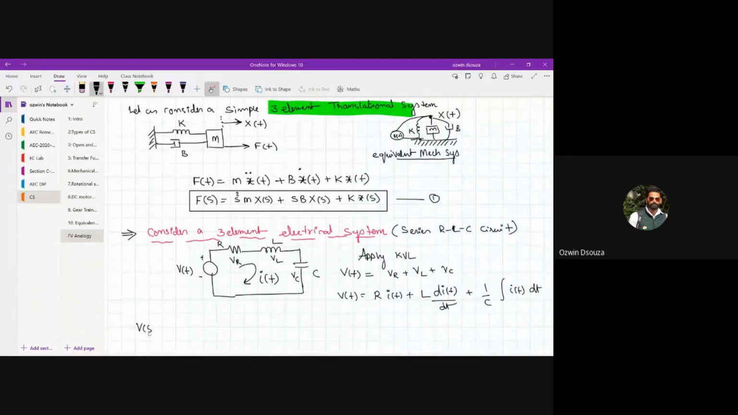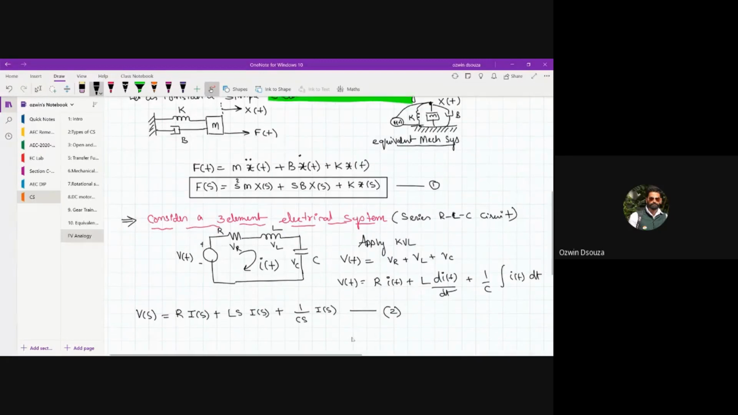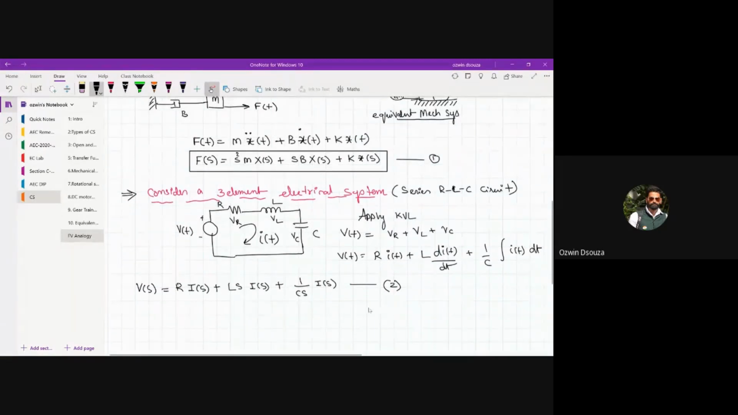We will convert it into the Laplace domain. So V of t is V of s, R into I of s, plus Ls into I of s, plus 1 by Cs into I of s. Okay, so this is your equation 2. Now compare equation 1 with equation 2.